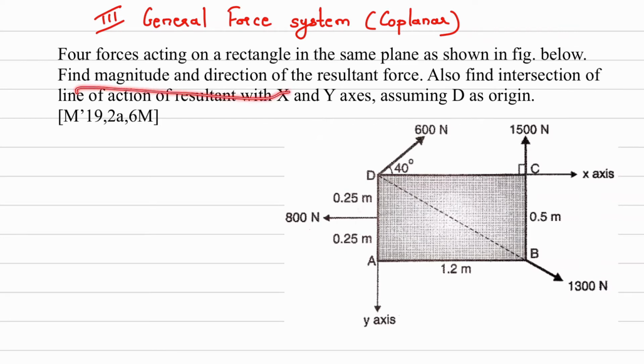Find magnitude and direction of resultant force. Also find the intersection of line of action of resultant with x and y axis. So basically you don't have to calculate D, you have to calculate x-intercept and y-intercept, assuming D as origin. Okay, now we'll solve this question.